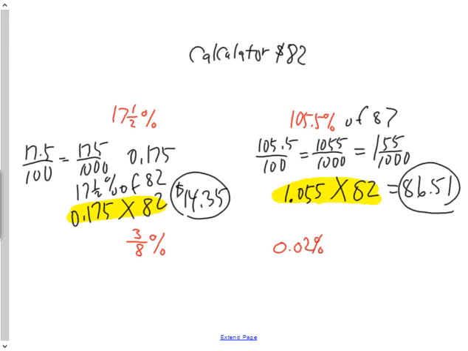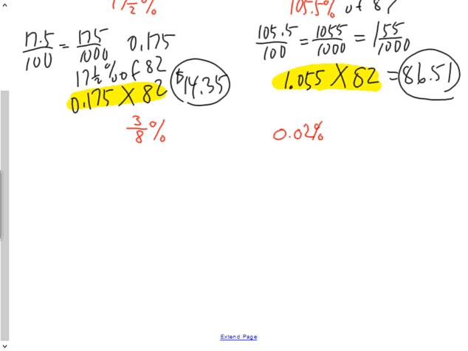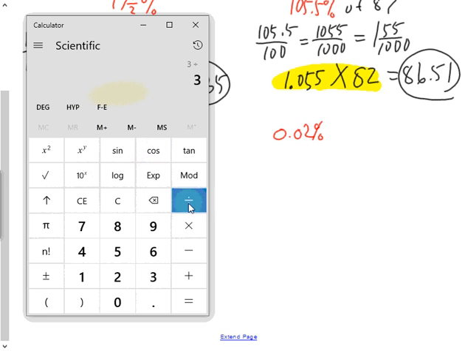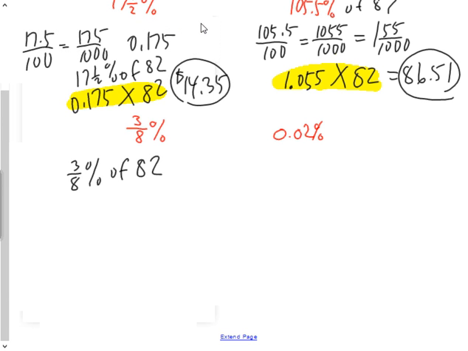Now, the next two questions probably are the trickiest ones, I think, but maybe not. So 3/8% of $82. Well, I don't know what 3/8 is as a decimal, so I have to take my calculator and use that division rule. 3 divided by 8 is 0.375. So that's my starting point here. 3/8% of $82 is the same thing as 0.375% of $82.